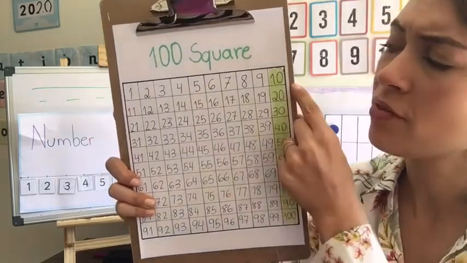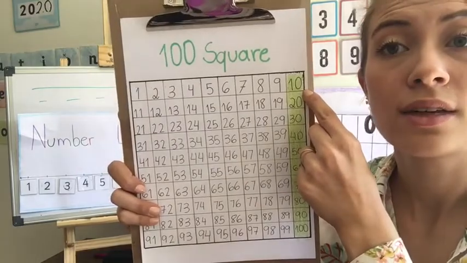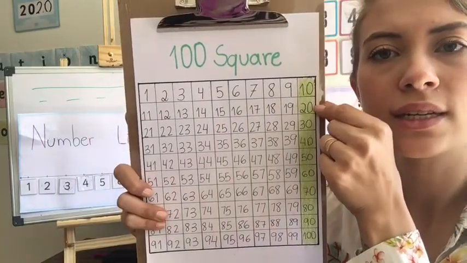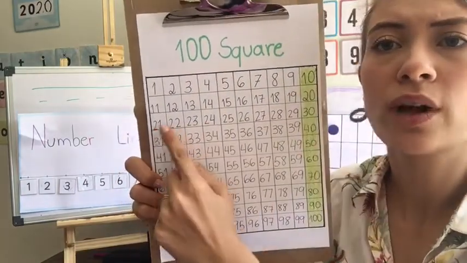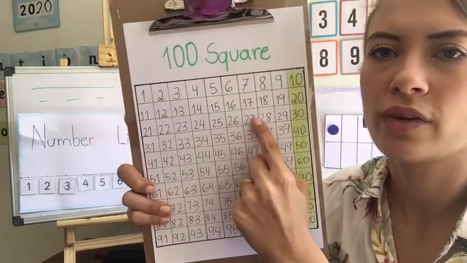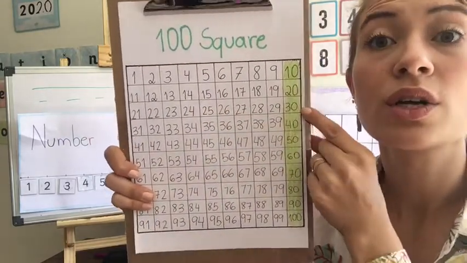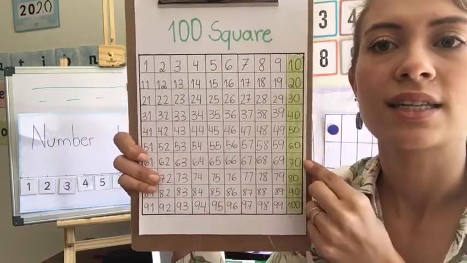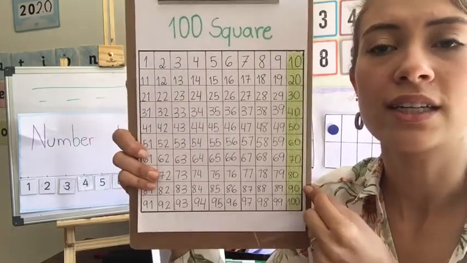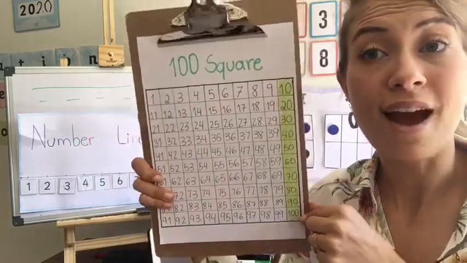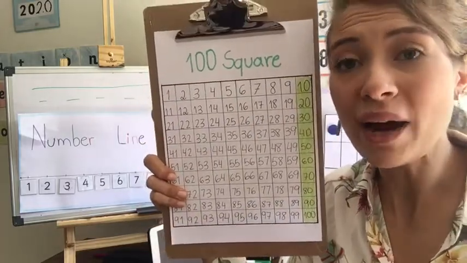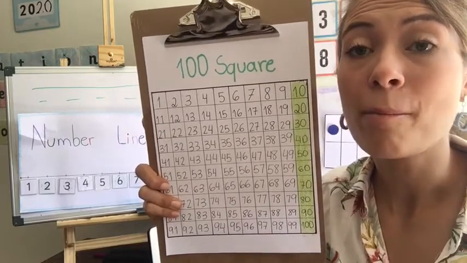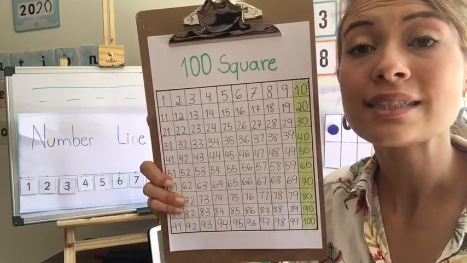For example, if I start counting 10, I don't need to count 11, 12, blah, blah, blah. I can just skip it to 20. And I don't need to count 21, 22, 23, blah, blah, blah. I can just count 30 and 40 and 50 and 60 and 70, 80, 90, 100. Look, now I have just counted all of my 100 square, but I didn't count one by one. I count by tens, by tens.